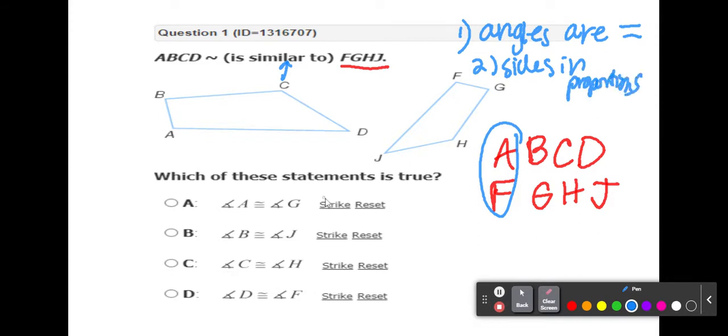So in this question, it says, which is true? Is A, this symbol means congruent to G? No, A isn't congruent to G. A is congruent to F. Is B congruent to J? Nope, looking over at my letters. Is C congruent to H? Yes. Is D congruent to F? No. So match up the letters.